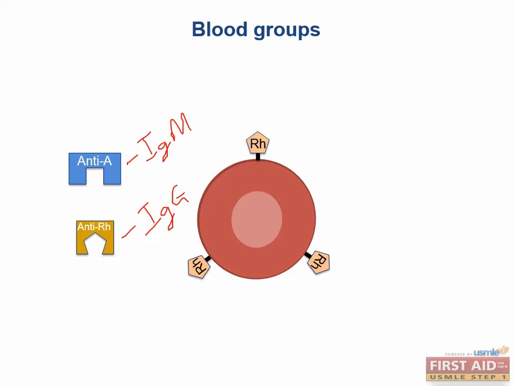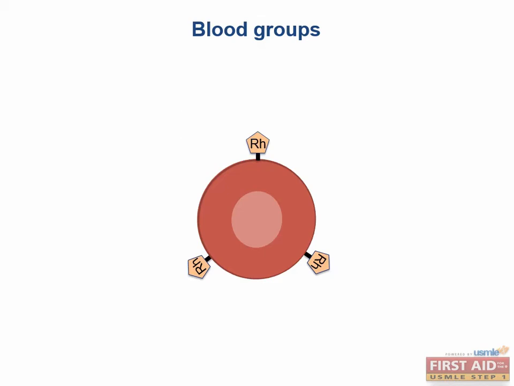This does not affect the first child, as it takes time for the IgG titer to rise to a significant level. But subsequent Rh positive fetuses will be attacked by the mother's immune system, leading to hemolytic disease of the newborn, also known as erythroblastosis fetalis.